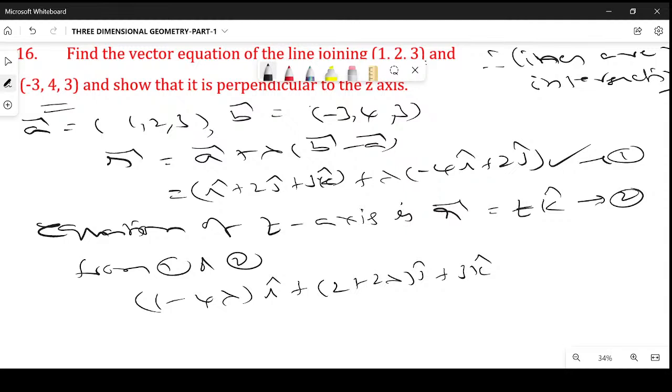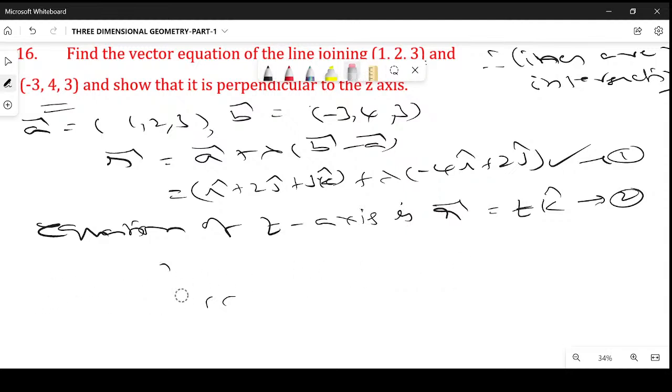If we compare, that will be easy. Or instead of doing this, I can take the vector parallel to this and verify that only, so I can avoid this one. Instead of doing this from line 1 into line 2, I can consider line 1 with this one, because the given vector is parallel to this, and this vector is parallel to this, and the equation of the z-axis is this.